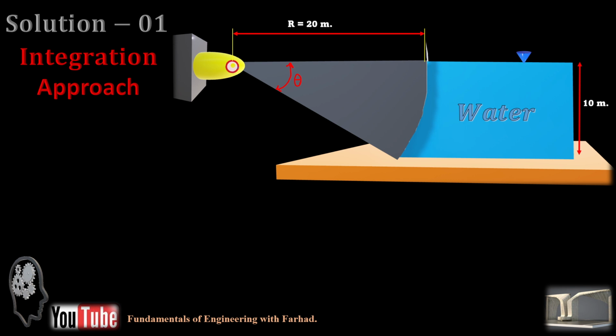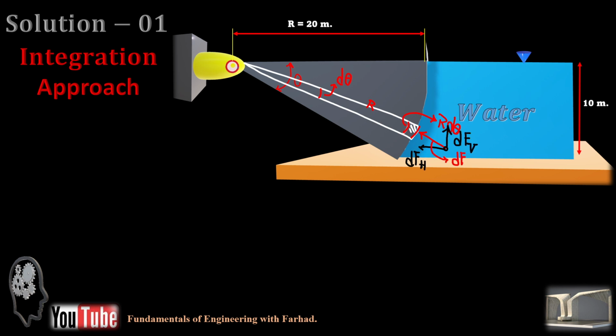So in the integration approach, which is the classic approach, if you just consider a small portion of this sector, the total angle is theta, the small part is d theta. So if this is r, and this is d theta, our length here is equal to r d theta.